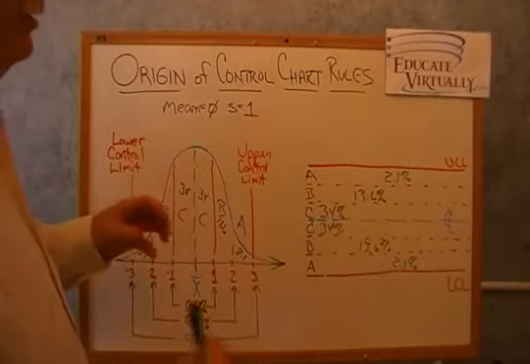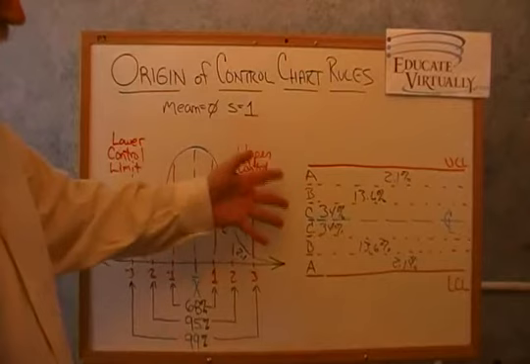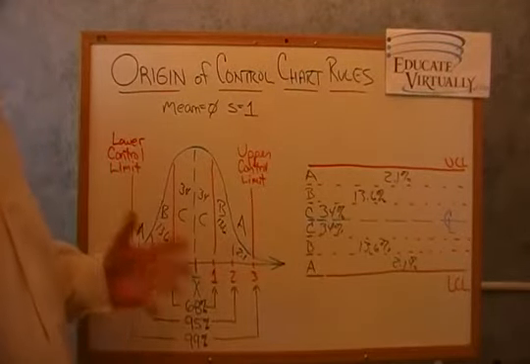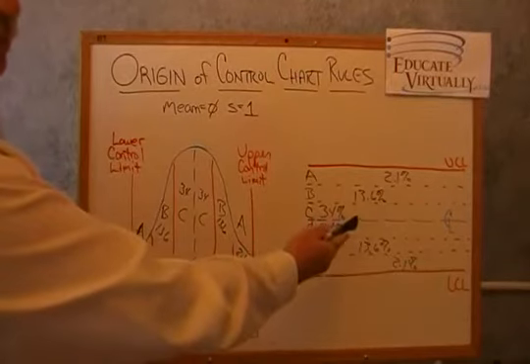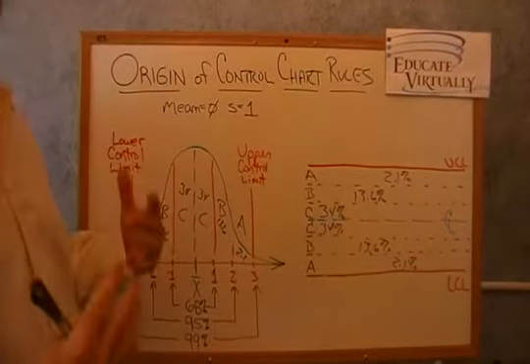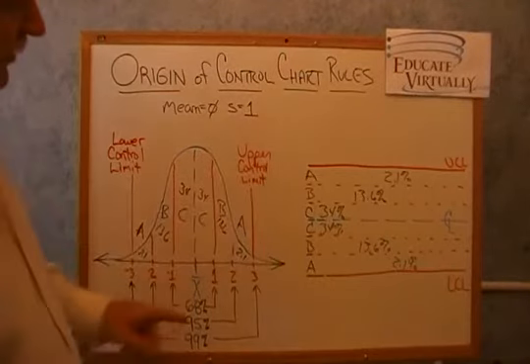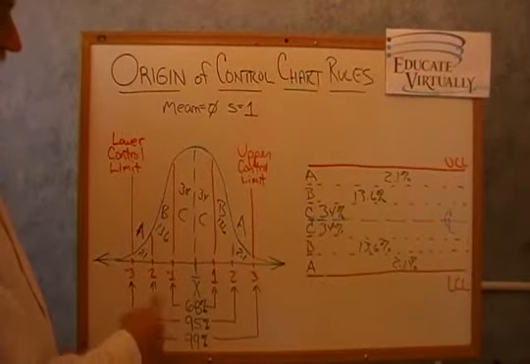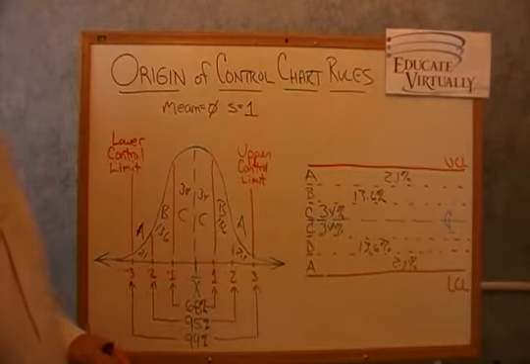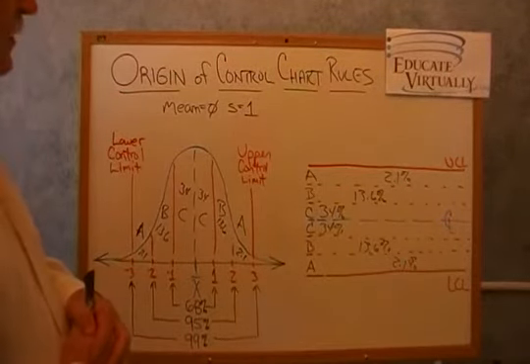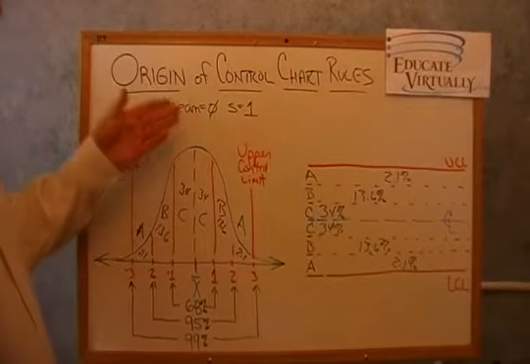Now if you're using individual values to plot your control chart, we need to test the distribution to make sure that it's normally distributed. So these rules do hold true. If you're using subgroup data where you're plotting the average value of a subgroup, that distribution is always normally distributed, and we don't have to worry about testing for normality. So that's the origin of the control chart rules.